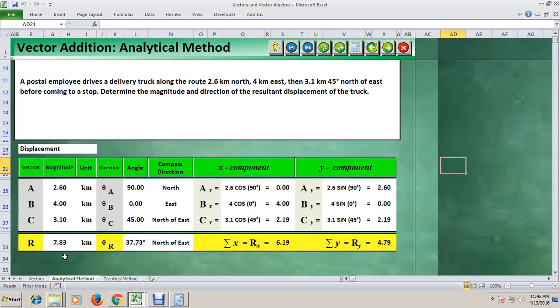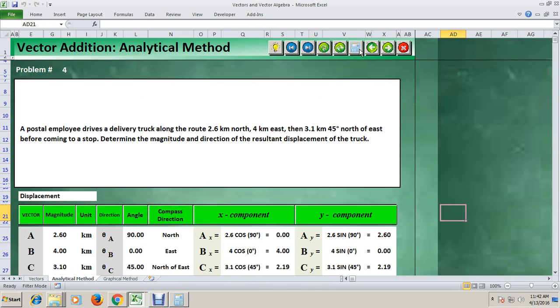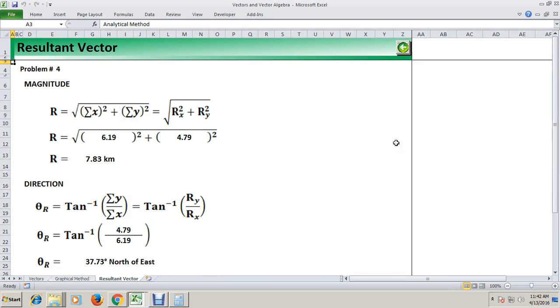Okay, so how did we come up with 7.83 and 37.73 degrees? By this time, I am assuming that you already know the corresponding steps. After you have done the components, you employ the Pythagorean theorem and inverse tangent. So let's see the computation. This is the computation for problem number 4. You have 6.19 for x, you have 4.79 for y. You square the value of 6.19, you square the value of 4.79, you add them up, and you get the square root. You should be getting 7.83 kilometers.